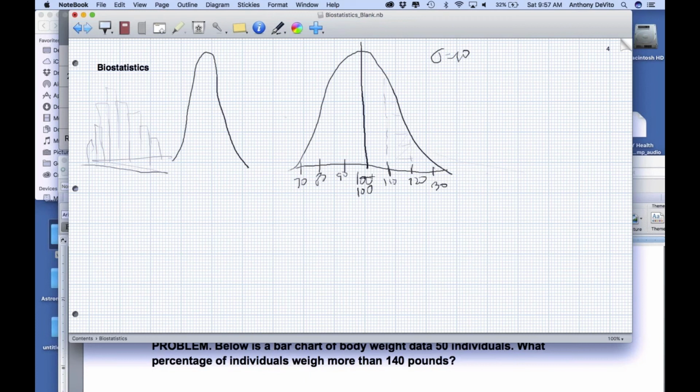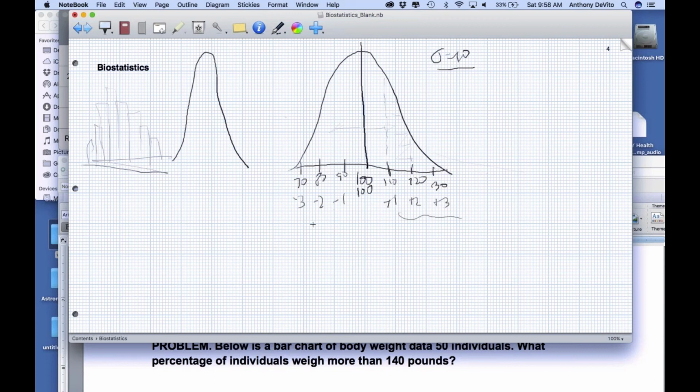Okay, so let's take a look at this. Now that's one way to describe this thing. Notice it's symmetrical, so 50% of people are below the mean, 50% of people above the mean. Another way to describe this is, instead of describing it as the actual numbers, to describe it as the number of standard deviations below and above the mean. So 110 is one standard deviation above the mean. 120 is represented by 2 standard deviations, and then 3 standard deviations. Then negative 1 standard deviation, negative 2, negative 3 standard deviations.